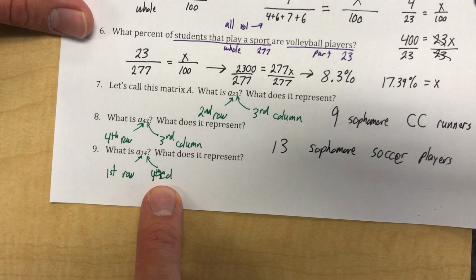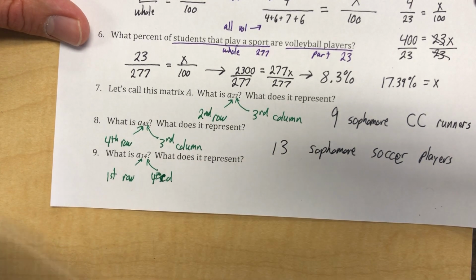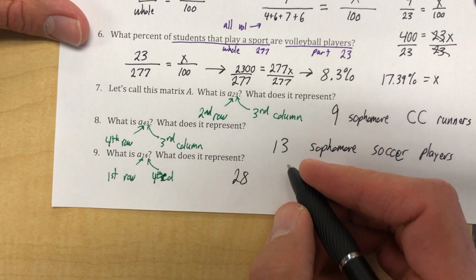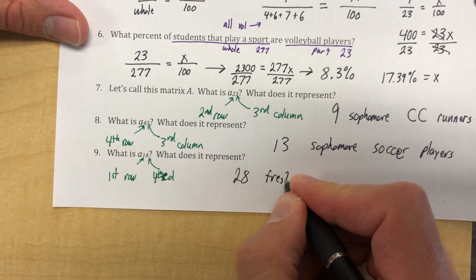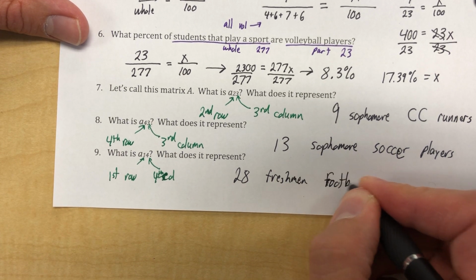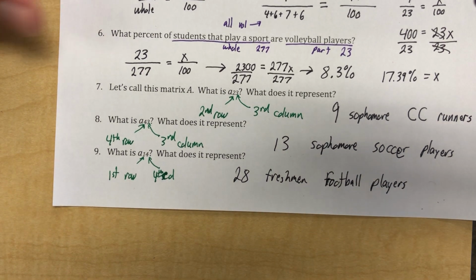And that's supposed to say C-O-L, but it really doesn't look like it at all. Let's make that more like a C-O-L. There we go. So it would be 28 freshman football players.